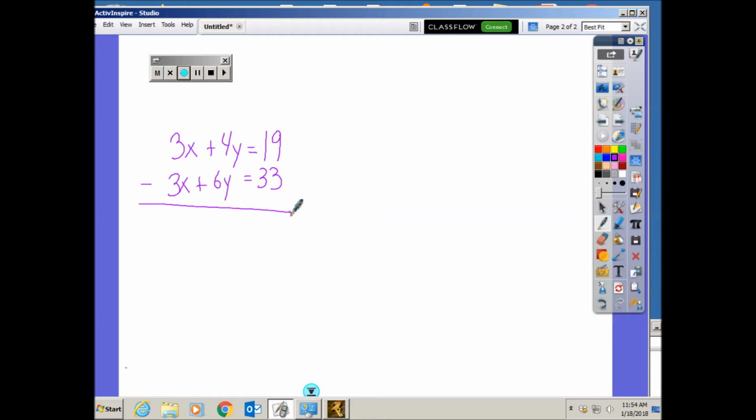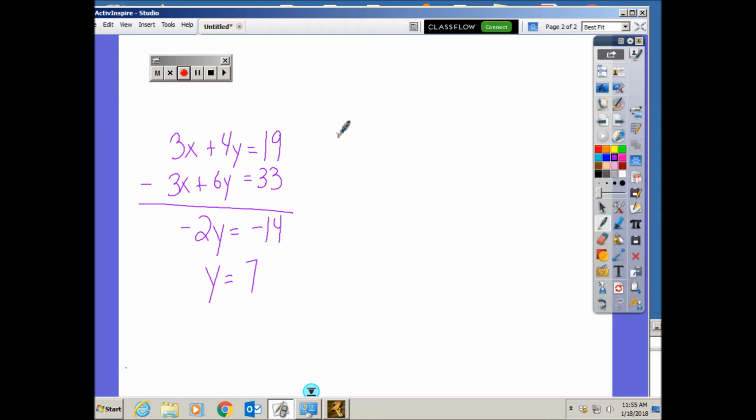3x minus 3x is 0. It cancels out. 4y minus 6y is negative 2y. 19 minus 33 is what? Negative 14. I divide both sides by negative 2. Negative 14 divided by negative 2 is positive 7.